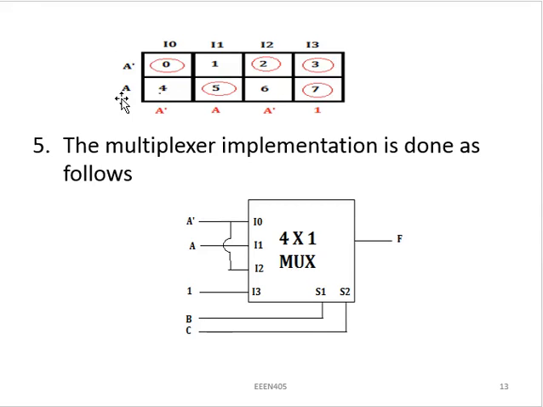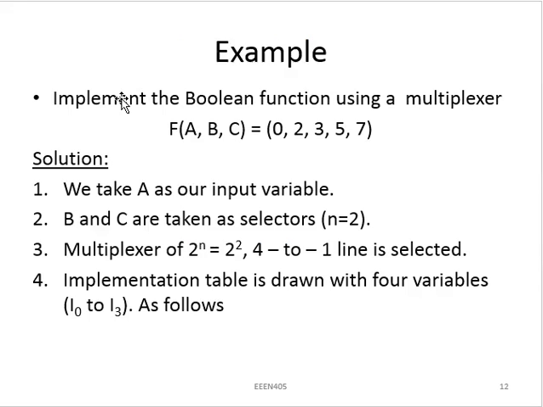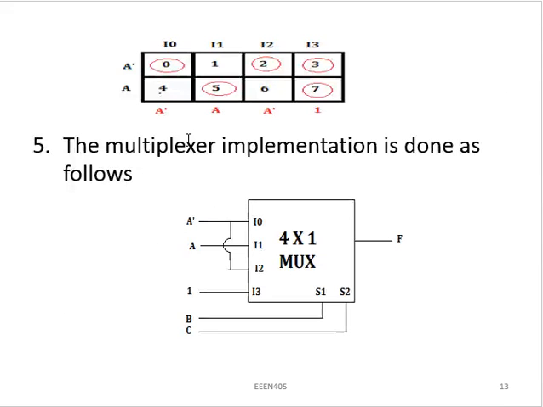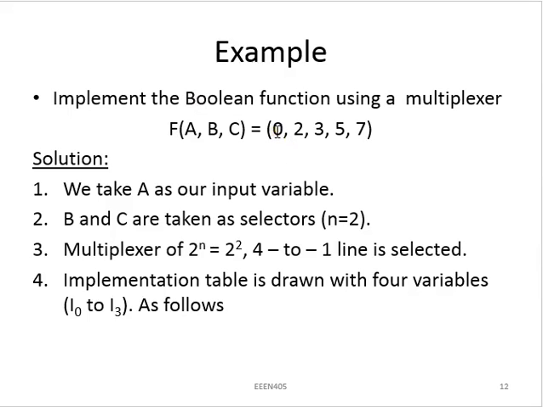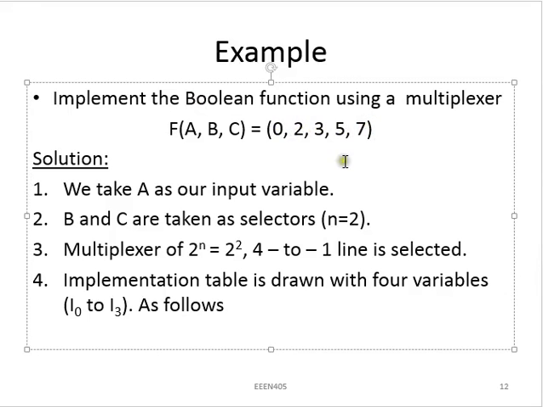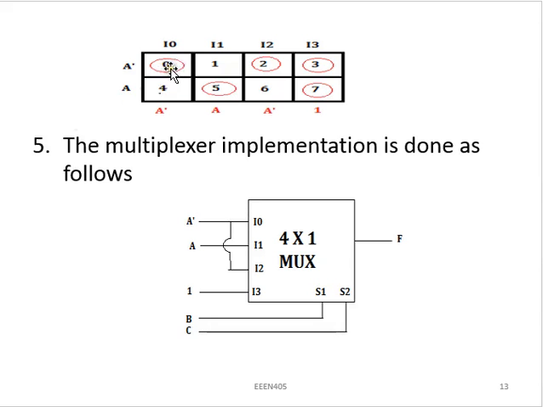After doing that, we come and say, okay, the actual function we are given is a function of a, b, and c. How many variables? 3, which means 2 raised to power 3 gives you 8. And these 8 minterms start from 0, 1, 2, 3, 4, 5 up to 7, and we arrange them in our table like this. Now we go back to the function given to us. What are the minterms available? We have 0, 2, 3, 5, and 7. So we circle these in our implementation table: 0, 2, 3, 5, and then 7.